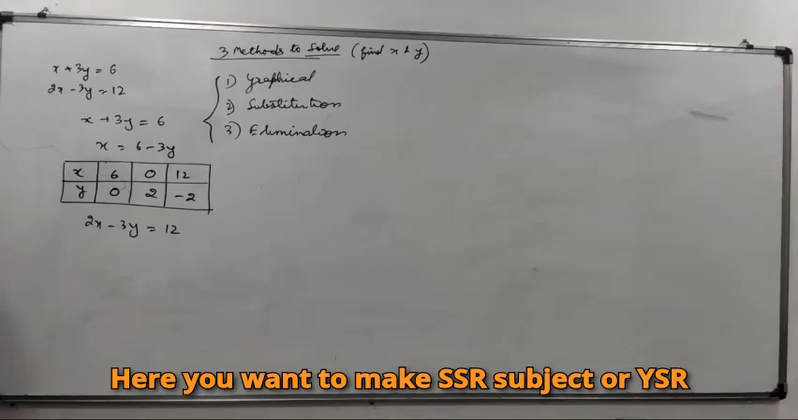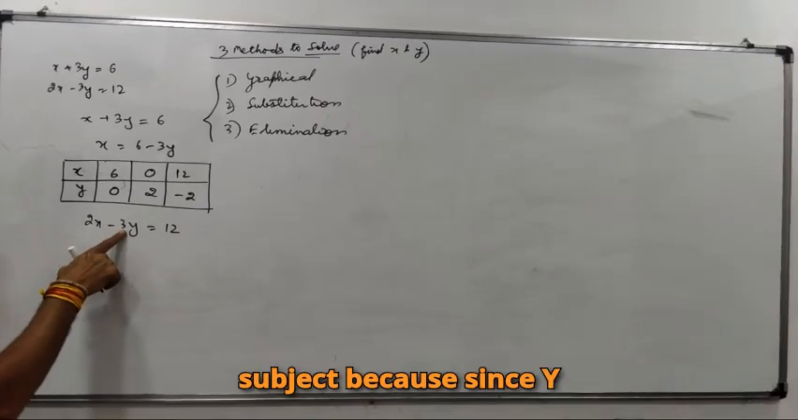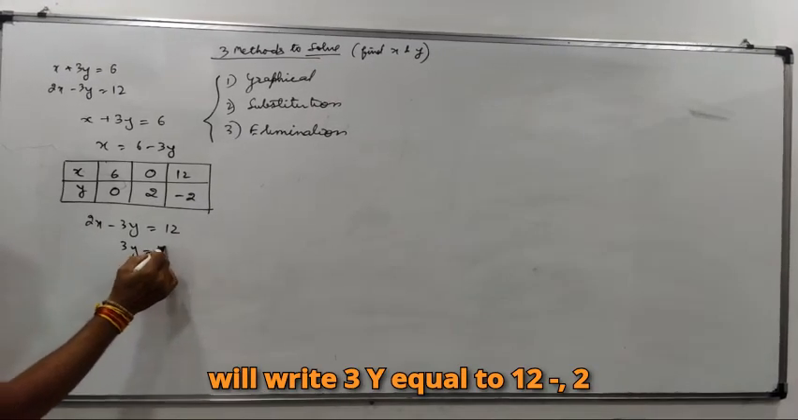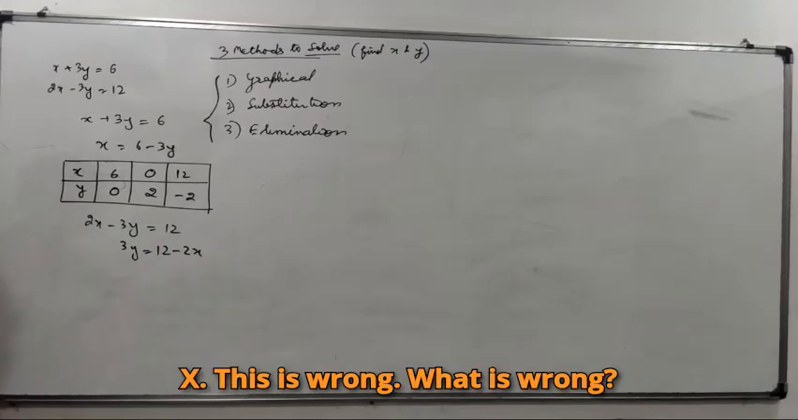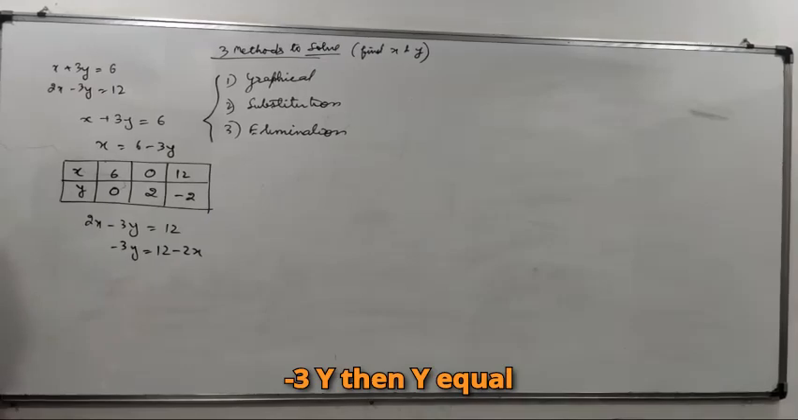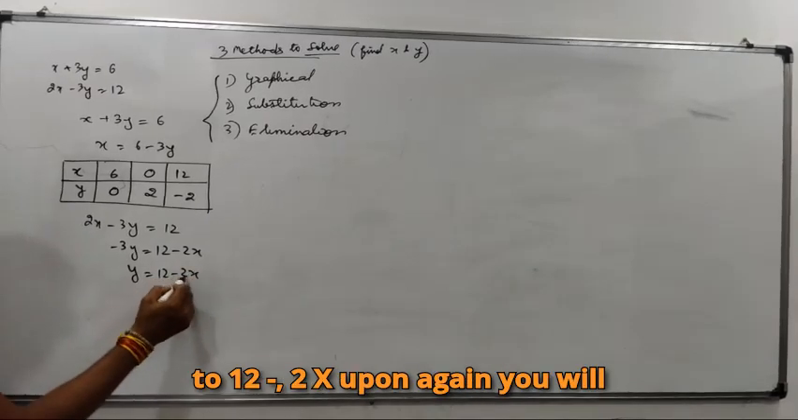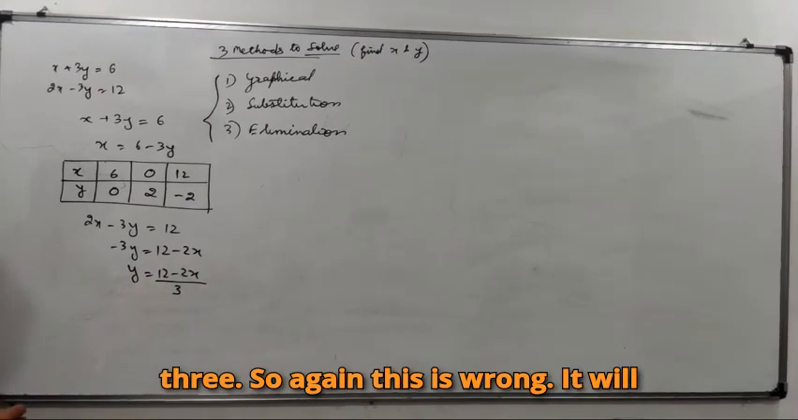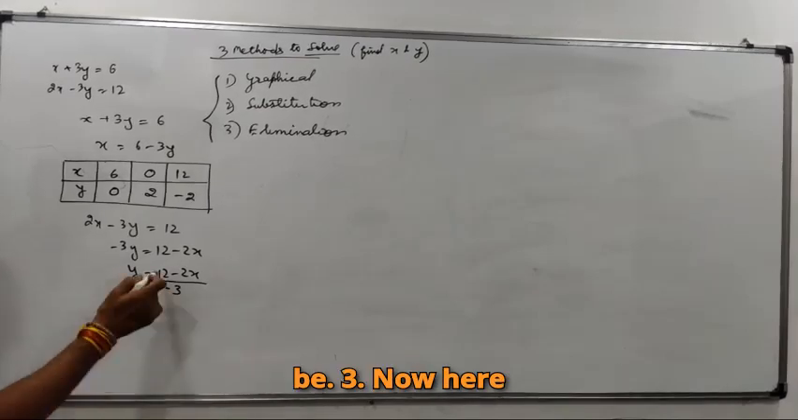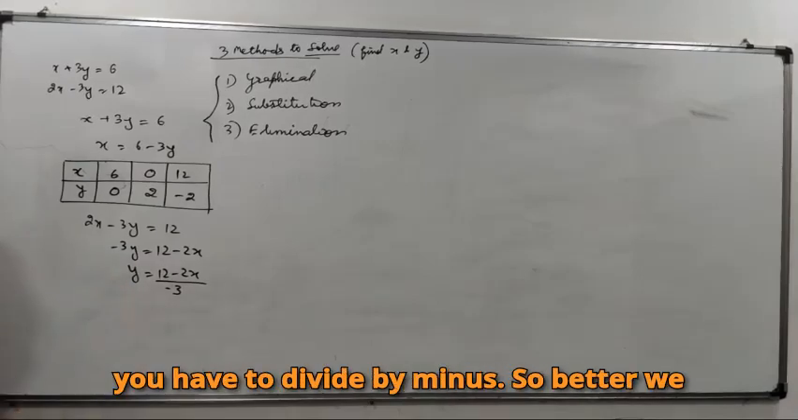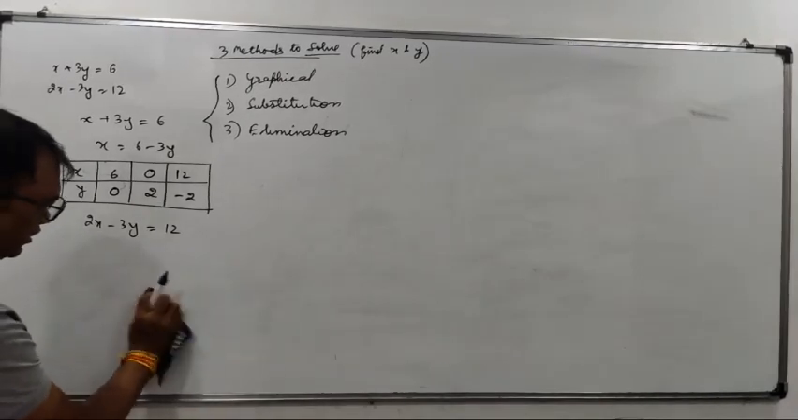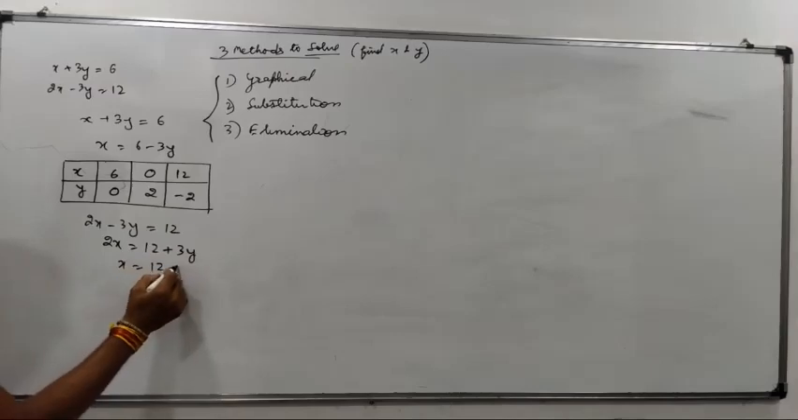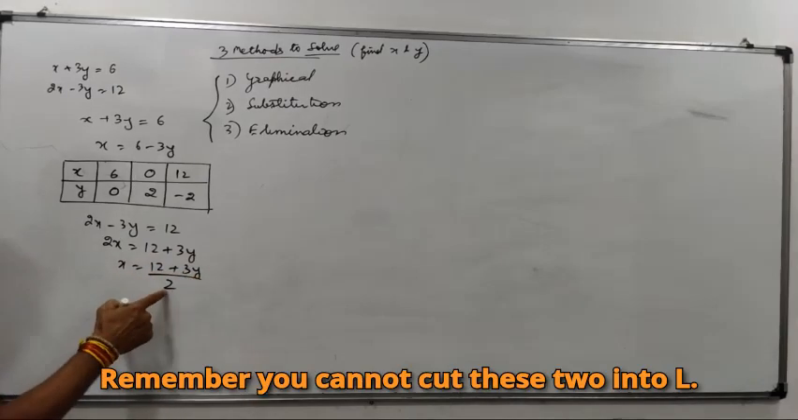Here you want to make x the subject or y the subject? Y. Because since the y term has a minus sign, the common mistake you are going to make is you will write 3y equal to 12 minus 2x. This is wrong. What is wrong? Minus 3y. Then y equal to 12 minus 2x upon, again you will think minus 3 on the other side will become plus 3. So again this is wrong. It will be minus 3. Now here calculation will become difficult because you have to divide by minus. So better we consider x as the subject. All are in plus. Remember, you cannot cut this 2 and 12.